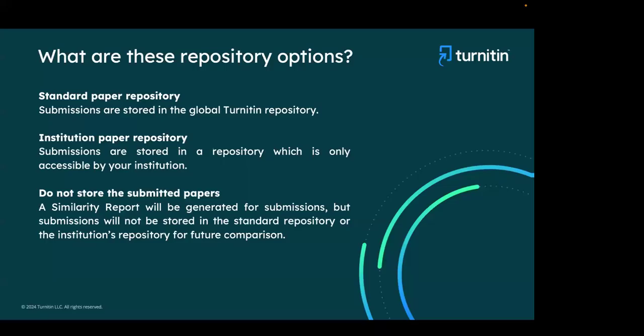So that is why we need to understand when do we use standard paper repository. That is where it says submissions are stored in Turnitin's global repository. So if you want to check the same paper multiple times, please use do not store the submitted papers, which says a similarity report will be generated for submissions, but submissions will not be stored to the standard paper repository or institutional repository for future comparison.